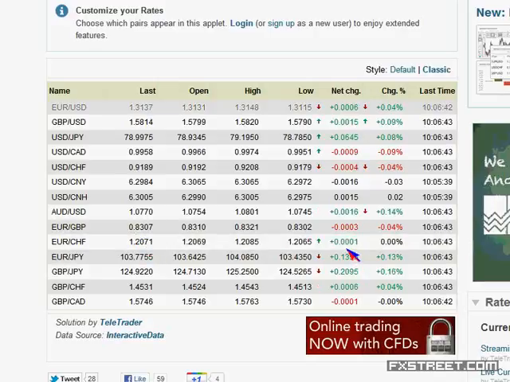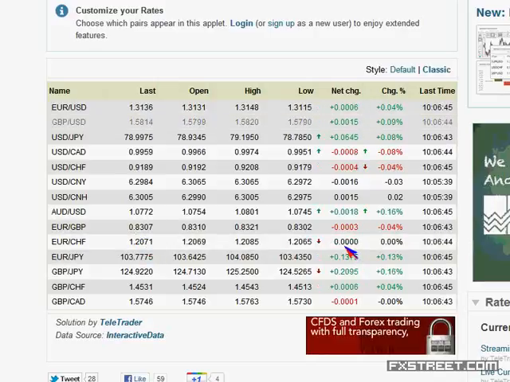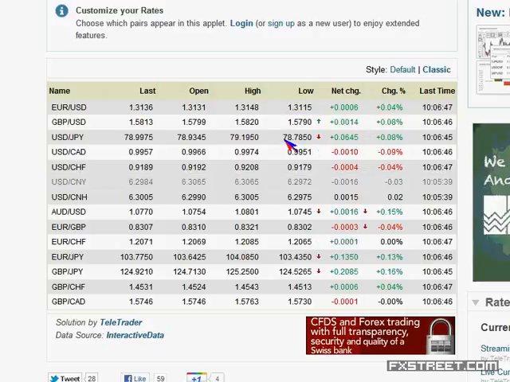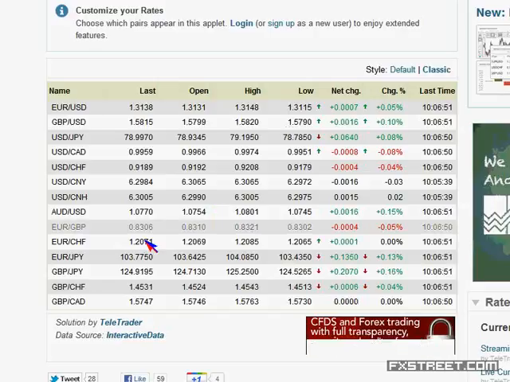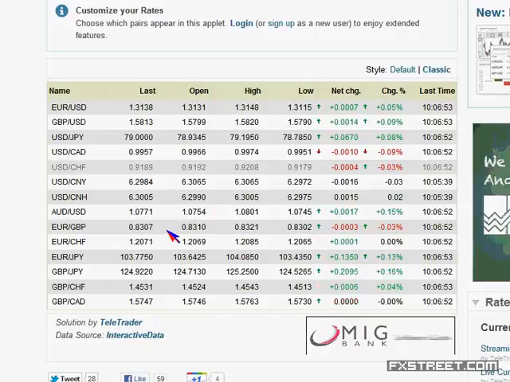In the case of Euro CHF, they are showing positive net change. So depending upon the moves in the case of the 4 majors and 2 commodity pairs, you come across the fluctuations in the case of the crosses.